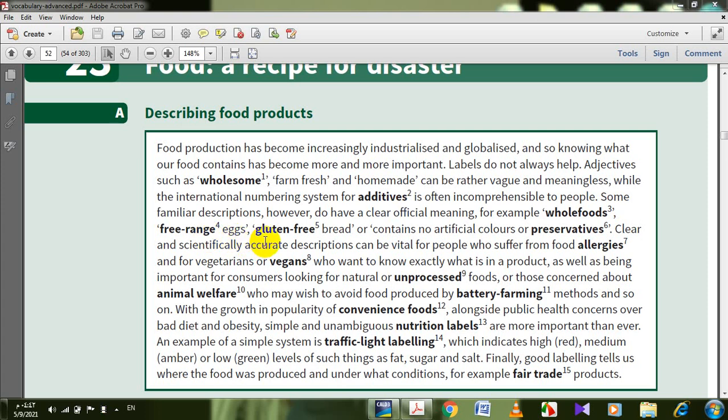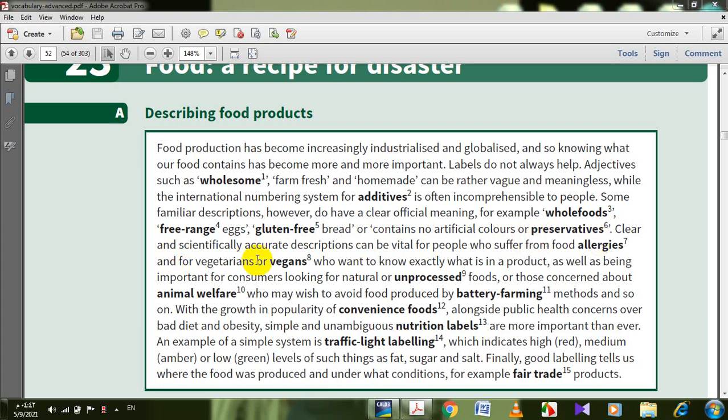Gluten-free. Gluten-free means not containing gluten. جلاتين يعني الدوابق. Okay? Okay, gluten-free, which is free from gluten, not containing gluten. ما فيش فيه جلوتين ودوابق ومواد حافظة. Okay? Gluten-free bread or contains no artificial colors or preservatives. Preservatives, مواد حافظة.